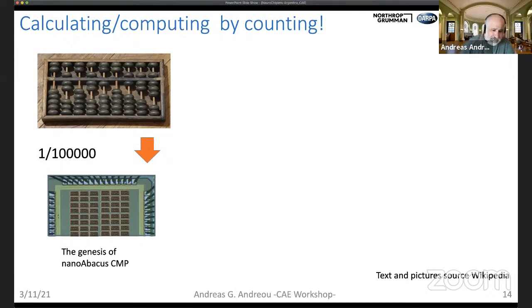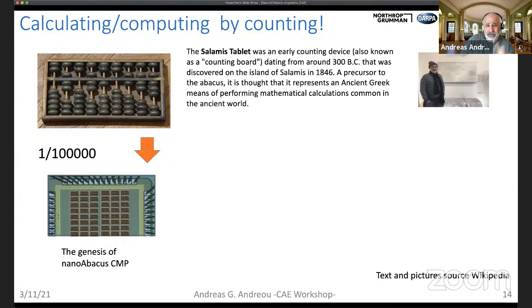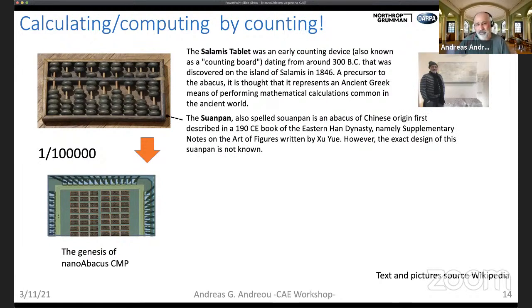And so that was the genesis of the nano-abacus CMP. This is really the presenter here in Athens, at the museum depicting the Salamis tablet, which was an early way the ancient Greeks used to do mathematical calculations. The Suan Pan, spelled Swapan, is the abacus of Chinese origin, going back to a 190 CE book.